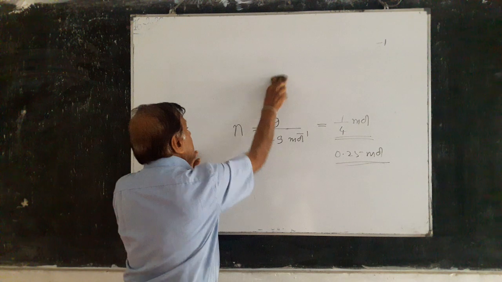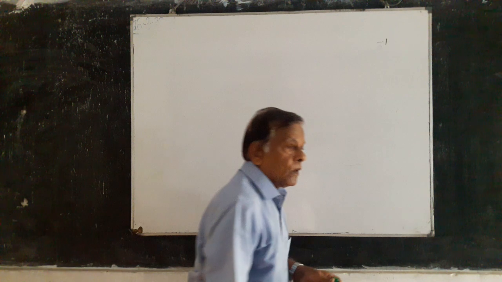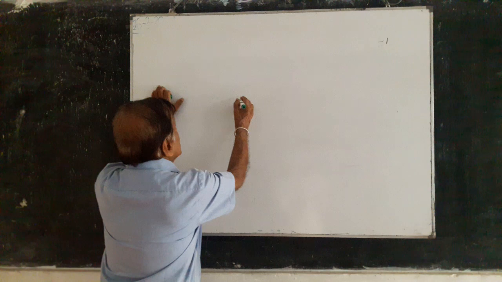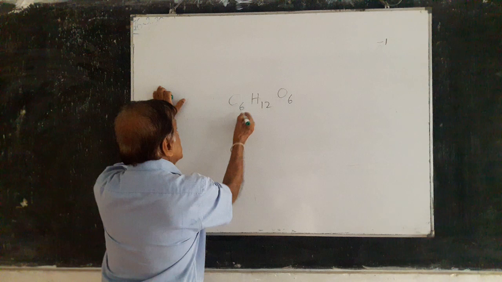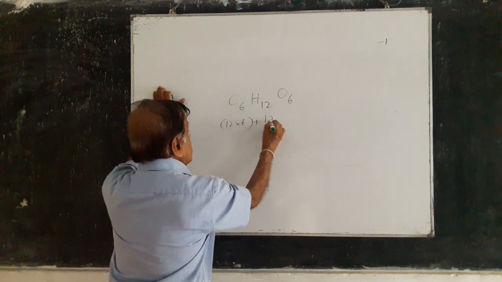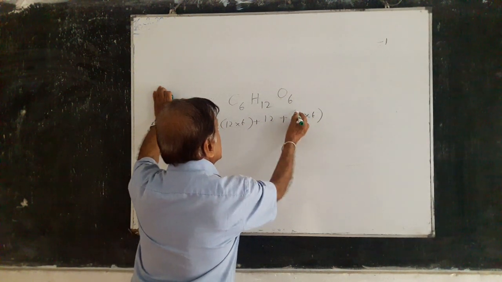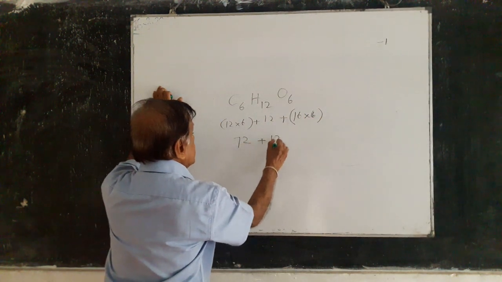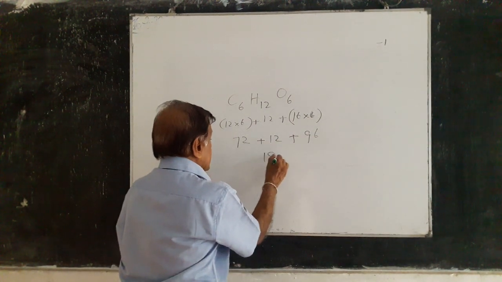Now, if you are asked the mass of 2 moles of glucose, how to calculate it? Glucose, this is the formula. C6, 12 into 6. H12, 1 into 12, that is 12. O6, 16 times 6. Therefore, 72 plus 12 plus 96, 180.